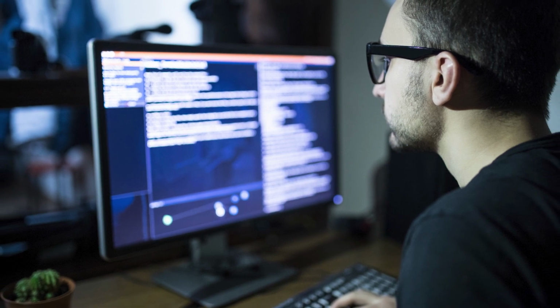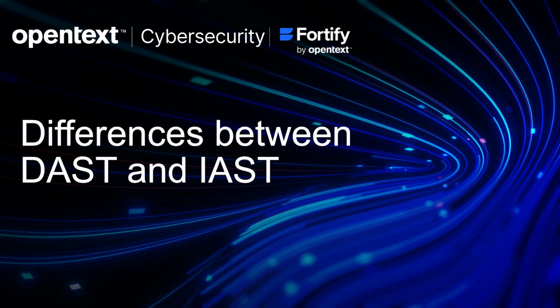So we have DAST, we have IAST, we have SAST. There's mobile application security testing, MAST, that's another one. There may be another I'm not thinking of right now, but it's all application security testing. And so let's talk about the differences now. How would you characterize the differences in the testing approaches between DAST and IAST?